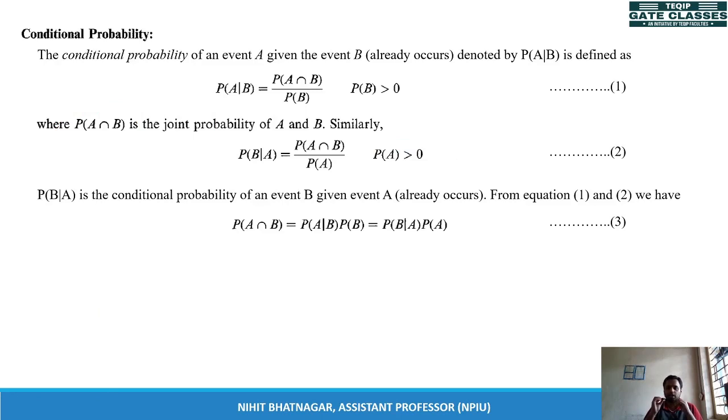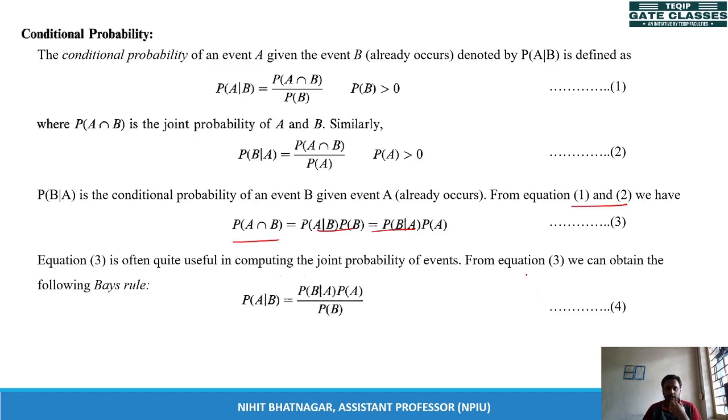Now you have to find the joint probability of events A and B. From equation 1 and 2, you can find that the joint probability of A intersection B is this and this. They come from equation 1 and 2.